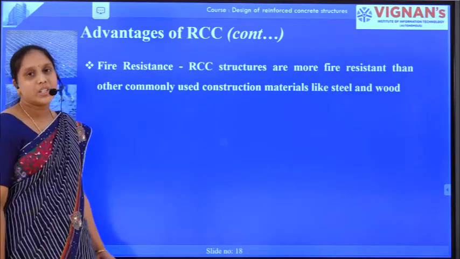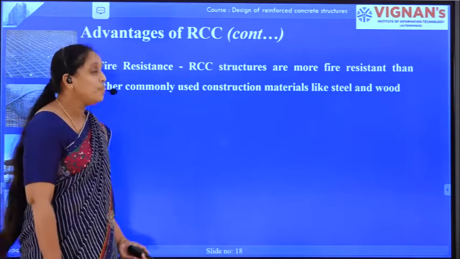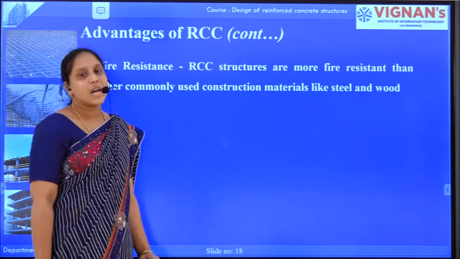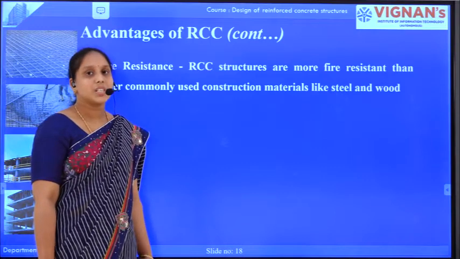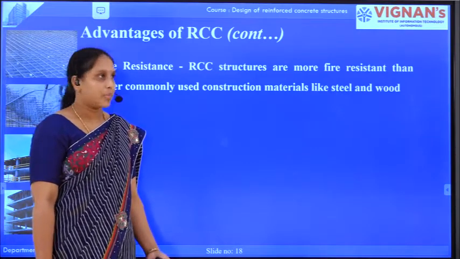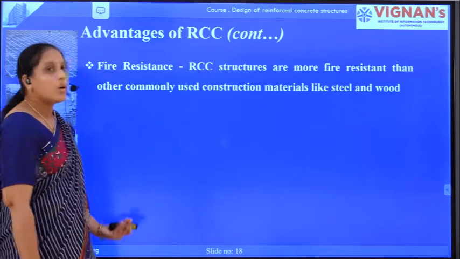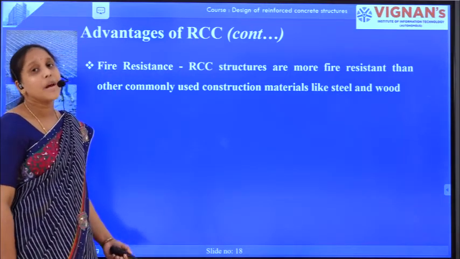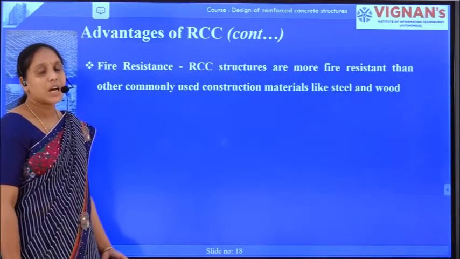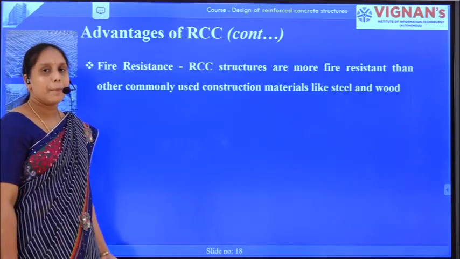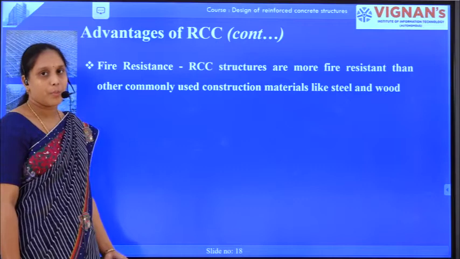The next advantage is fire resistance. RCC structures have a very good fire resistant property. They can even withstand higher temperatures. When compared to other materials like steel or wood, RCC structures have a better fire resistant property.